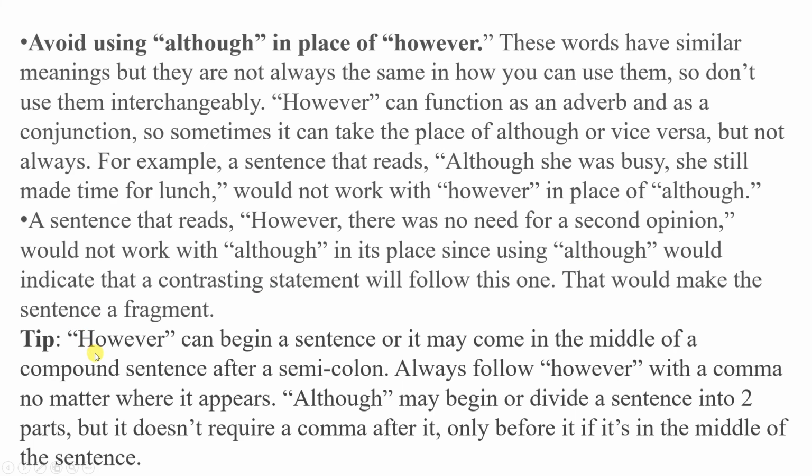Okay. Now, one tip is there for you. However can begin a sentence or it may come in the middle of a compound sentence after a semicolon. Always follow however with a comma no matter where it appears. Although may begin or divide a sentence into two parts but doesn't require a comma after it. That means after although never put any comma. After the completion of the first sentence, you can put a comma only before it if it's in the middle of the sentence. When you are using although in the middle of the sentence, at that time only you can put a comma. So this is all about the use of the conjunction although.